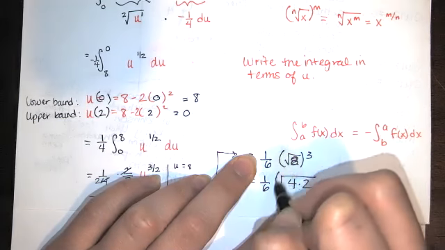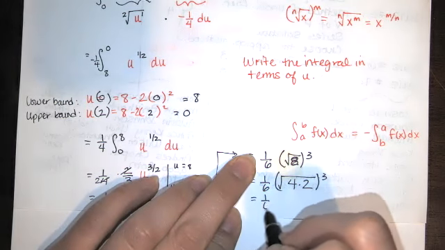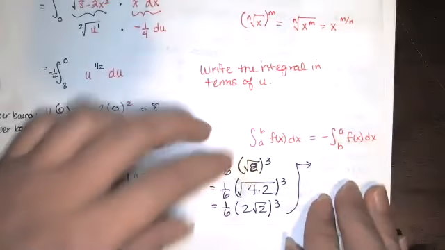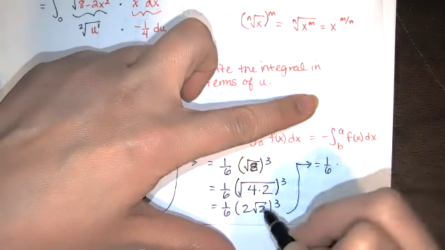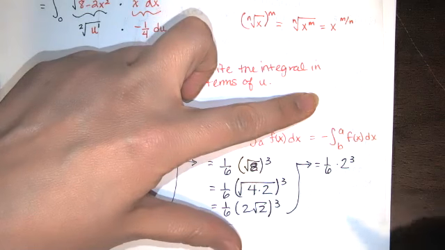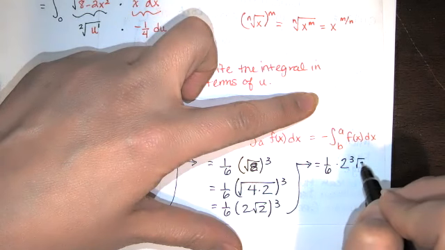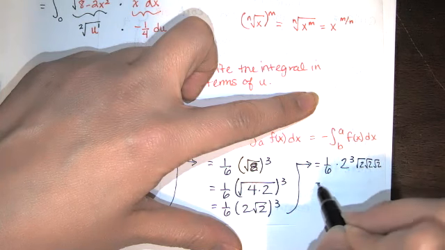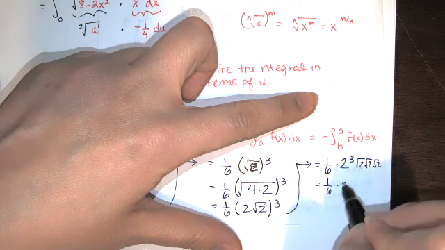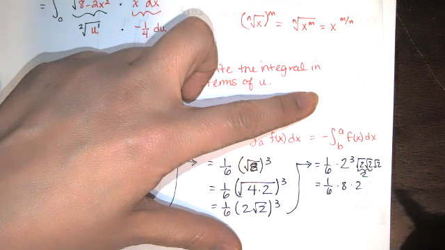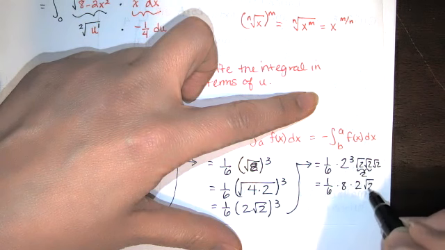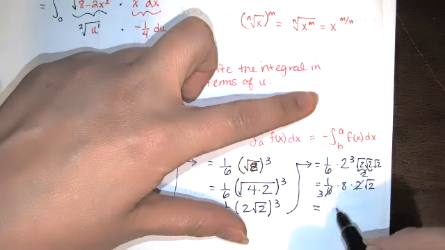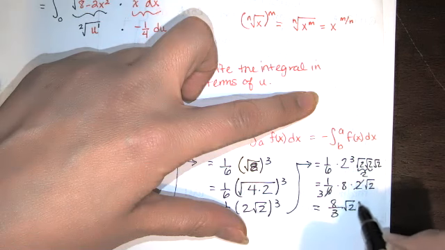8 is 4 times 2. Square root of 4 is 2. And so what we have here is 1/6 times 2 cubed times square root of 2 cubed. So it's square root of 2 times square root of 2 times square root of 2. So that ends up being an 8 times a 2. Square root of 2 times square root of 2 is 2. And then we've got an extra square root of 2 over there. So this 2 goes into that 6 3 times. And so we end up with 8 over 3 times the square root of 2.